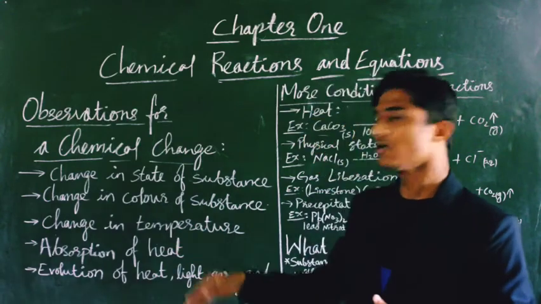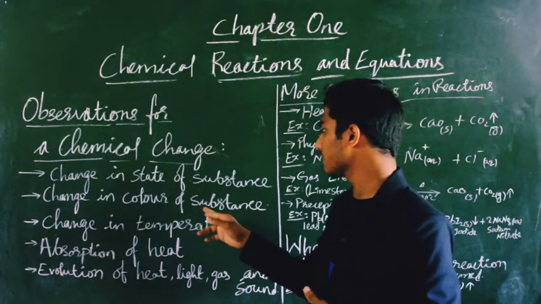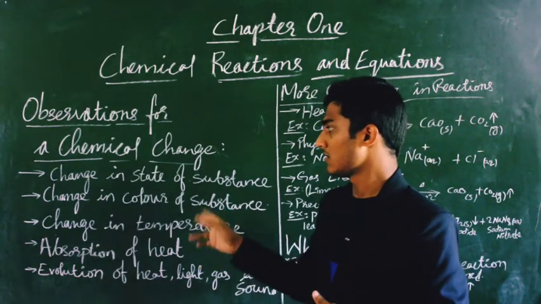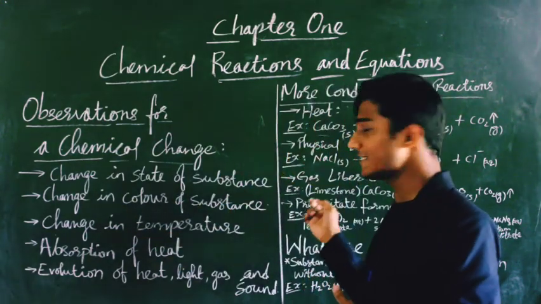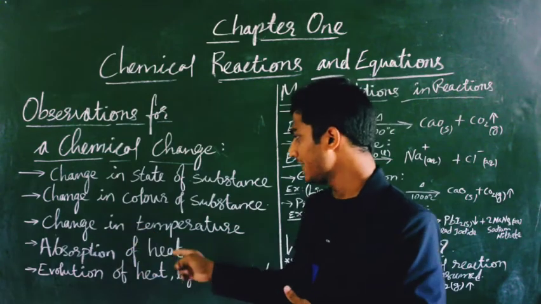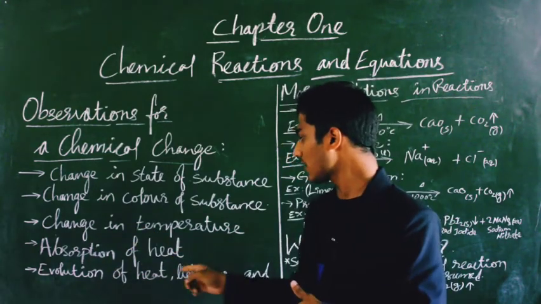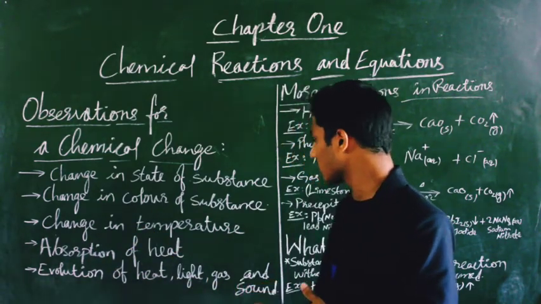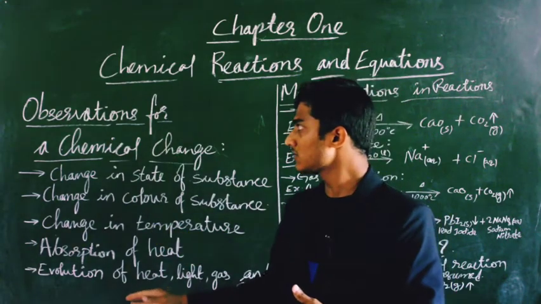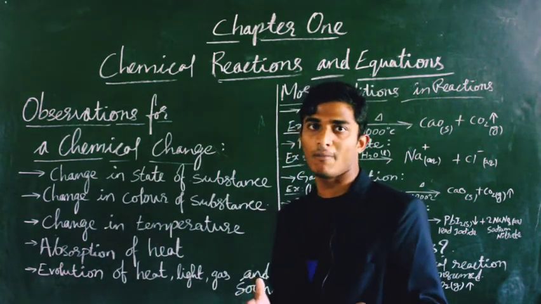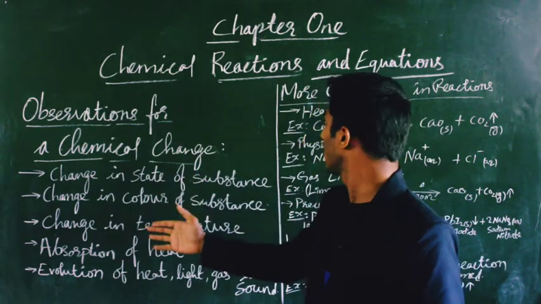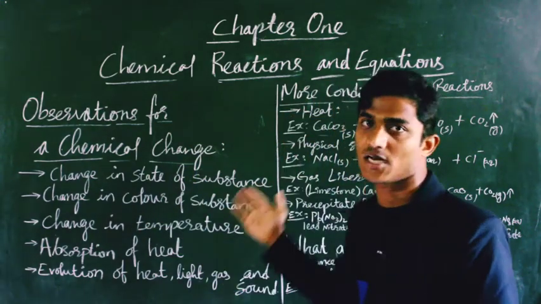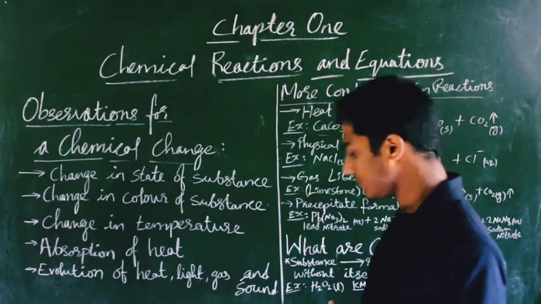Coming to the next point, change in color of substance. Third point, change in temperature, which we will see with examples here. Absorption of heat, evolution of heat, light, gas and sound. These are the points we usually see when we perform any chemical reaction. To understand a little better, now we shall see more conditions that are involved in reactions.